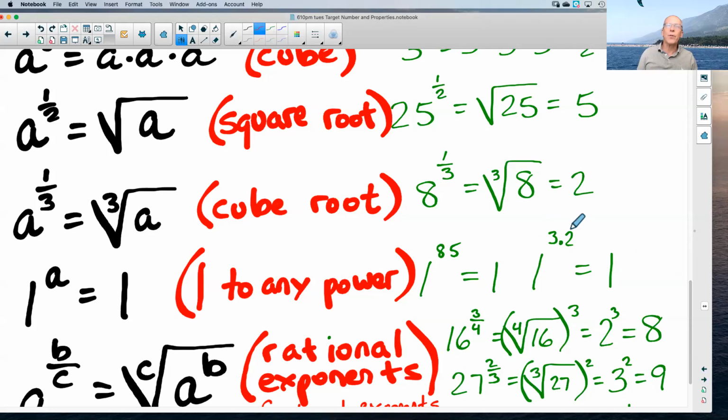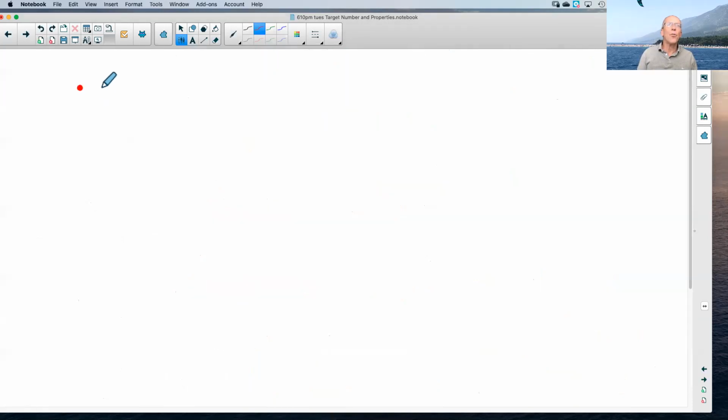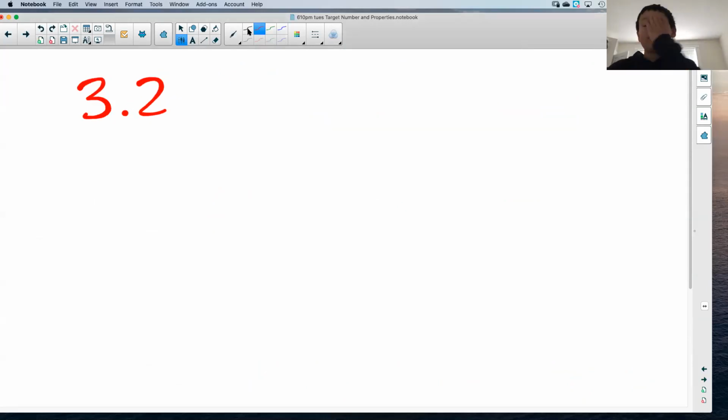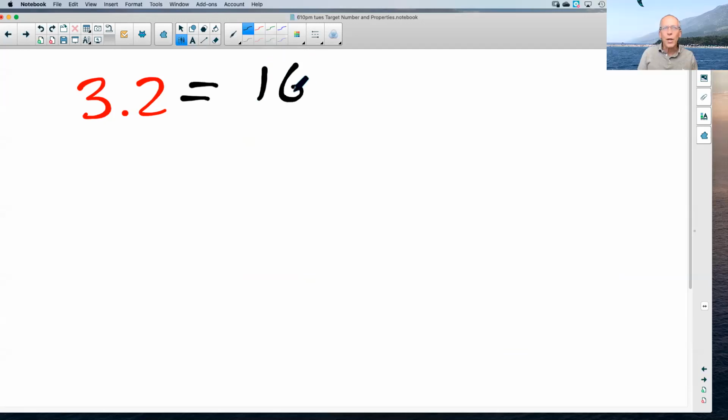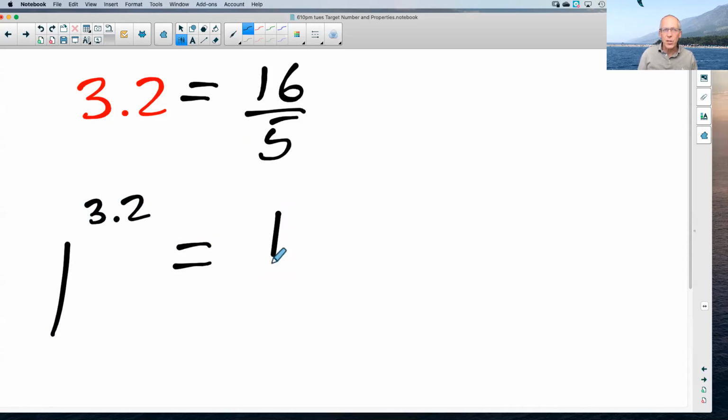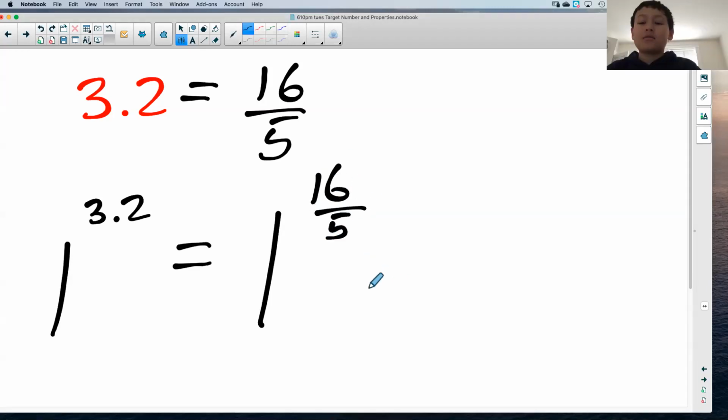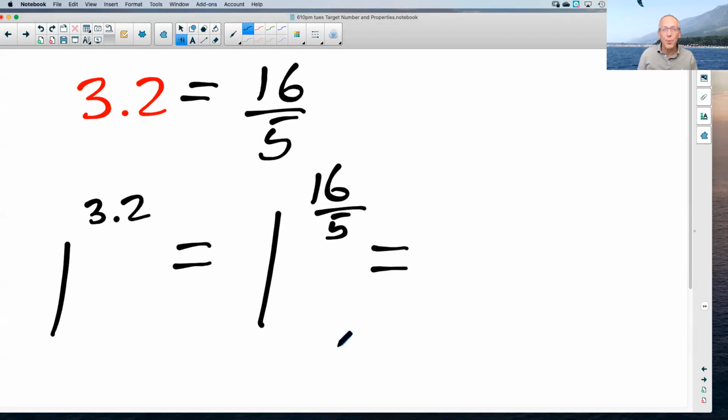Do me a favor, guys. Can you give me 3.2 as a fraction, as an improper fraction? 16/5. So it is 16/5. Now, if you do 1 to the 3.2 power, would you agree that that's the same as 1 to the 16/5 power? Yes? Yeah. Now, this is an important property for you to know.